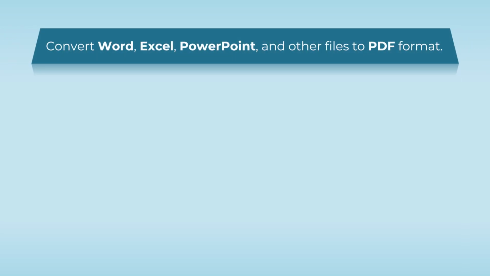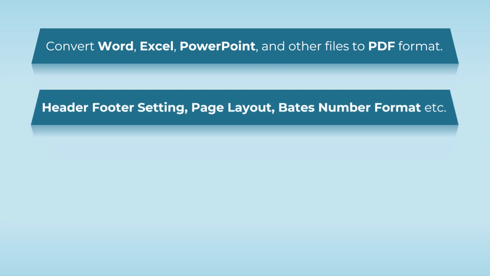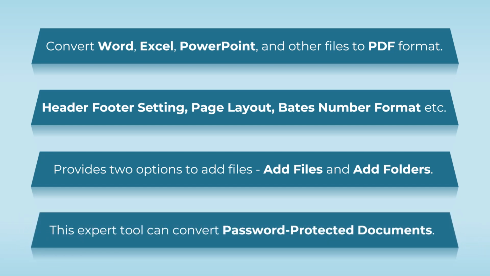Key features of the software. Document Converter Tool converts Word, Excel, PowerPoint, and other files to PDF format. Document Converter Tool provides multiple setting options to customize the output file with header-footer setting, page layout, font settings, base number and date stamp. Software provides two options to add document files, add files or add folder. This expert tool can convert password-protected documents.